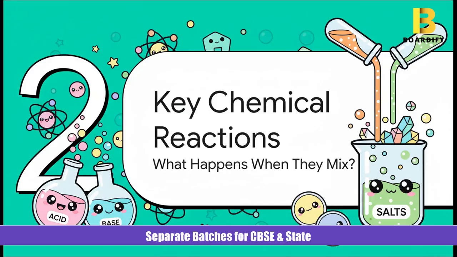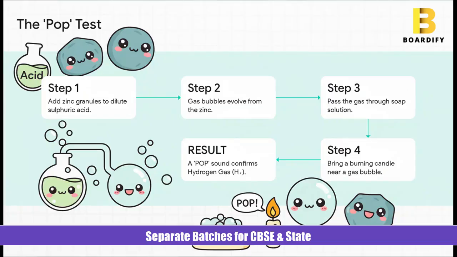Pretty cool. Okay, so we can spot them, but now for the really important part, especially for your exams. What happens when they mix? This is where the real action is. Pay close attention here, because this is a classic. When an acid reacts with a metal, like zinc, you'll see fizzing and bubbles. But what gas is that? To find out, we do the pop test. You just collect some of that gas and bring a burning candle or splint to it. If you hear a loud pop, congratulations, that's hydrogen gas.